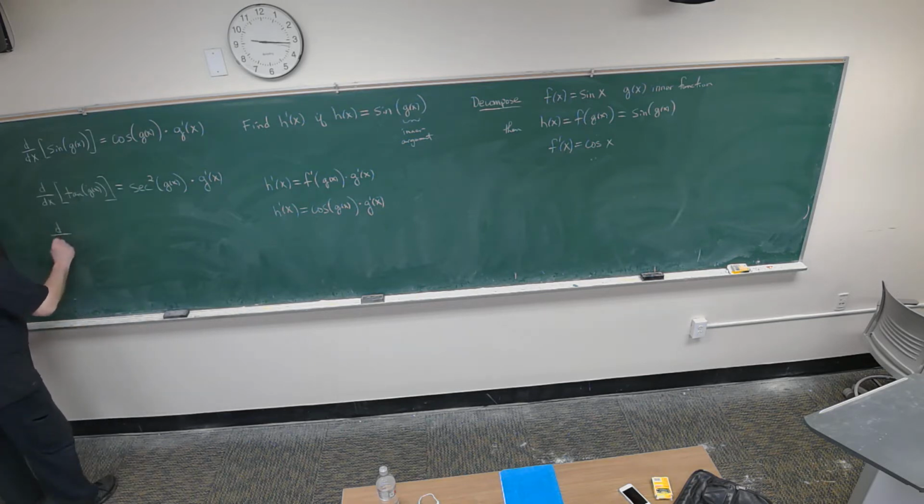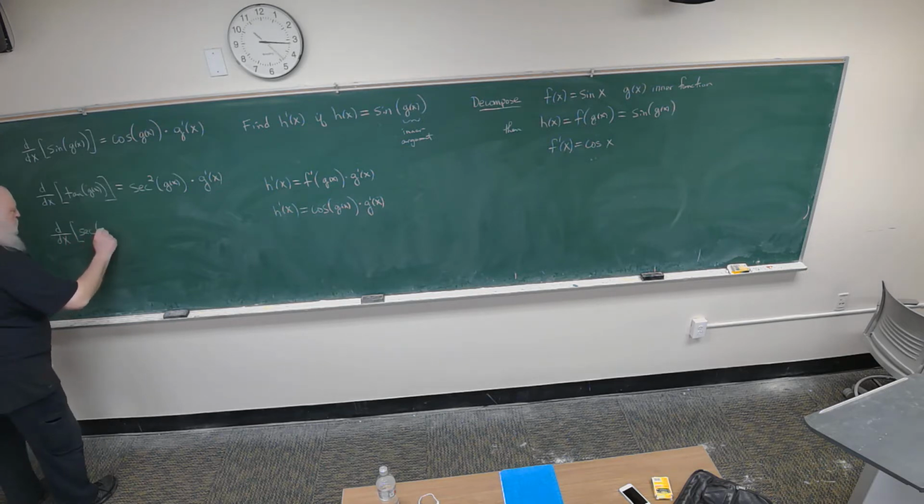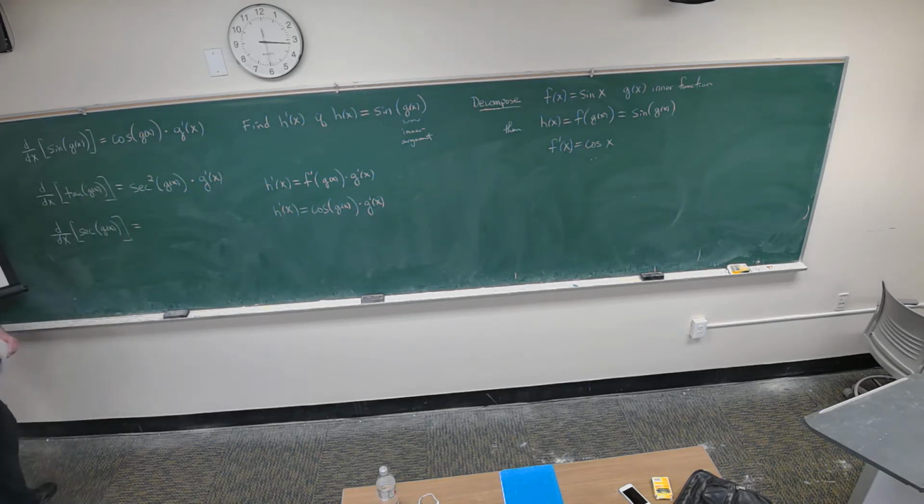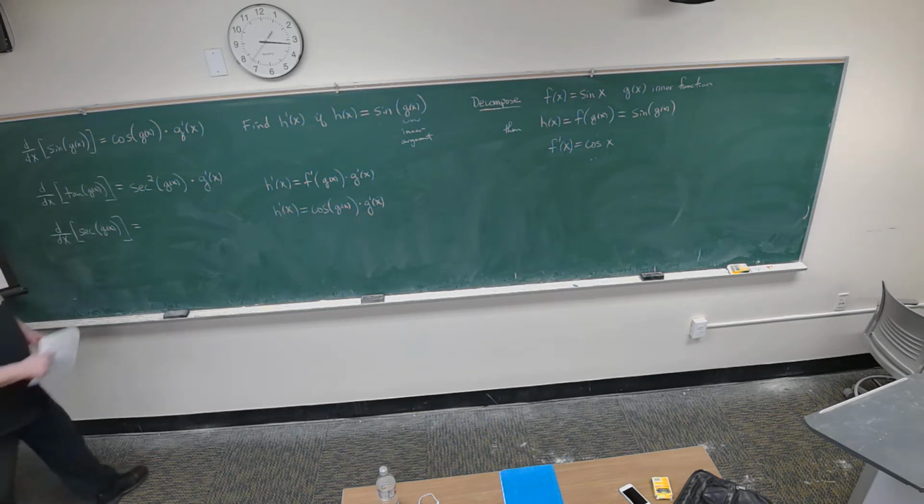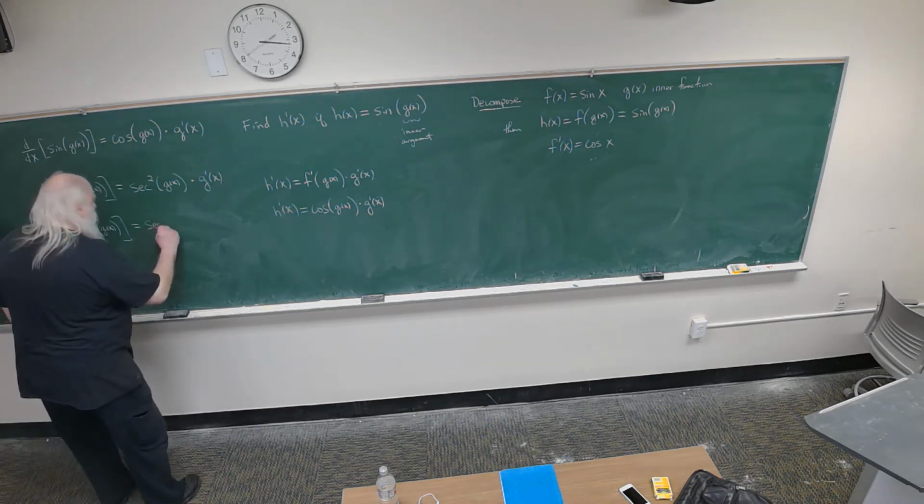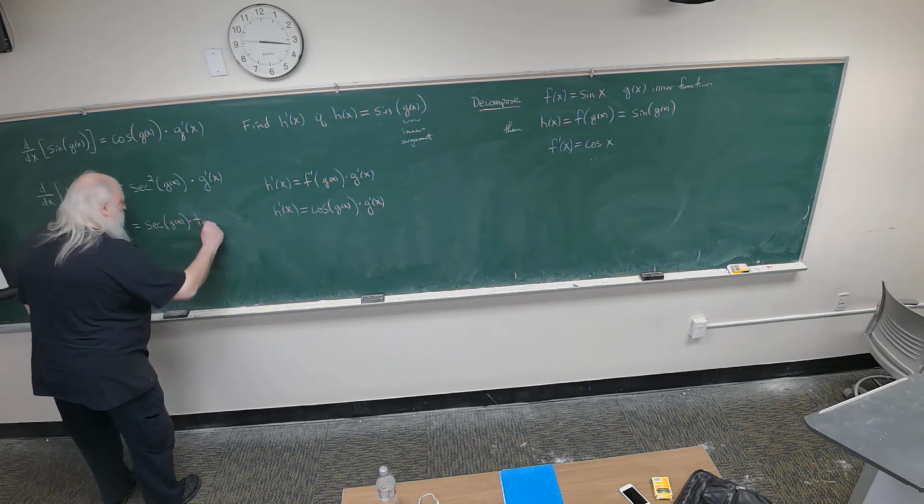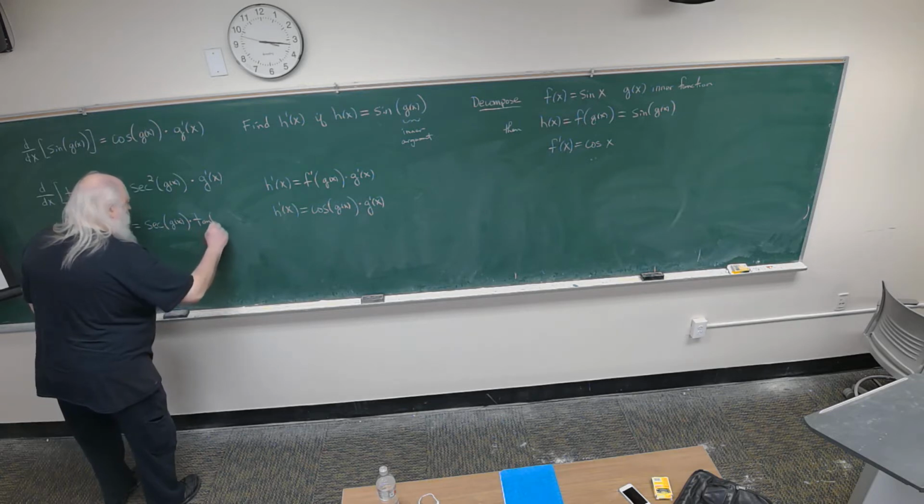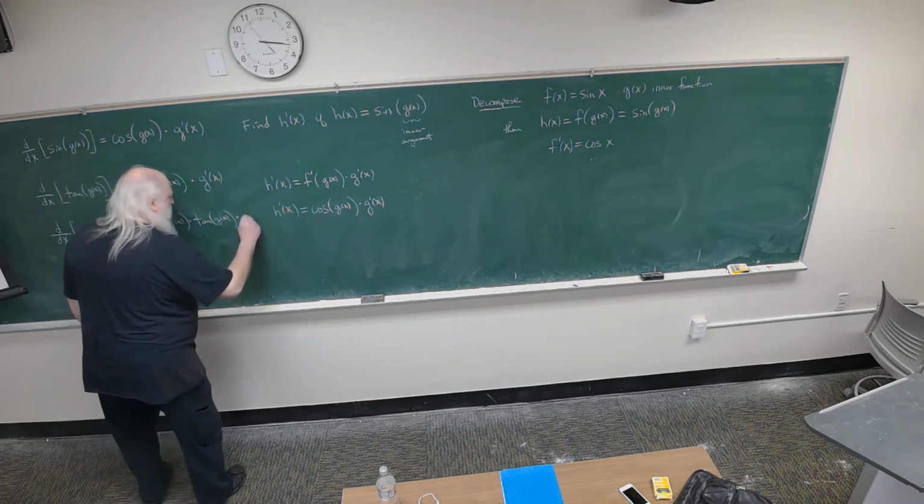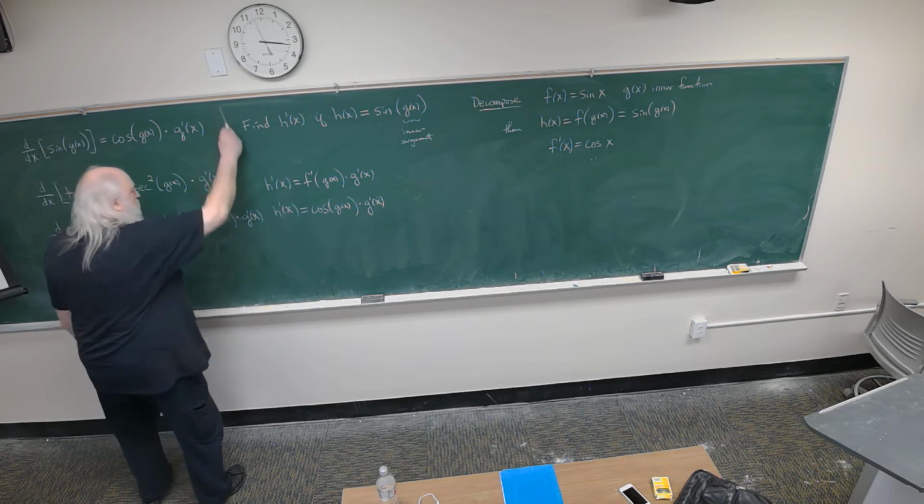The derivative with respect to x of the secant of g of x is equal to the derivative of the outer function secant. What's the derivative of secant? Secant tangent. So we have secant g of x times tangent g of x, and then times the derivative of the inner function, g prime of x.